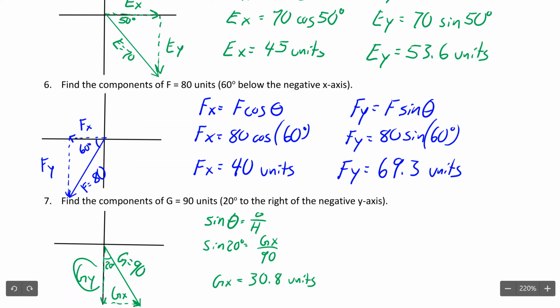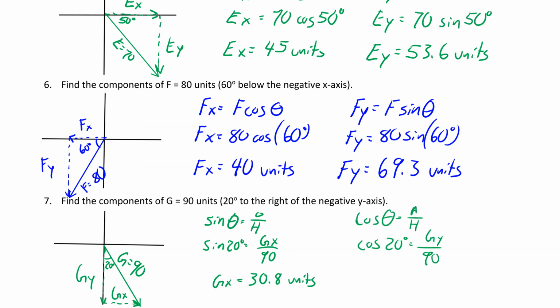For Gy, it is adjacent, and we'll use the hypotenuse. Adjacent and hypotenuse, we'll use cosine. Substitute in our values, and you get 84.6 units.